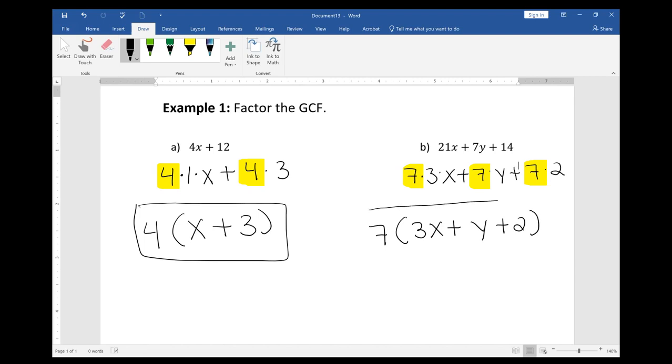The good news about factoring is that we can always check our work. If we are not sure that this is the correct answer, we could always distribute back the 7 into the parentheses and verify that we do get the original problem.